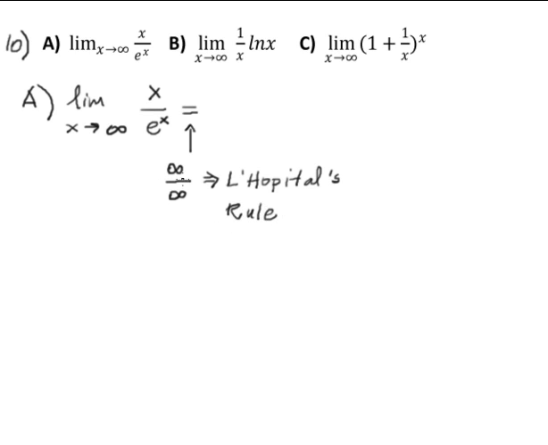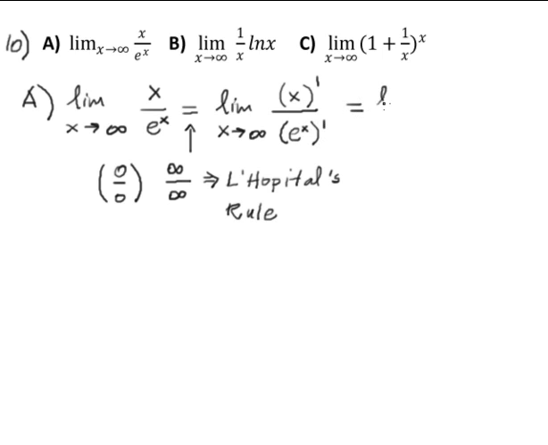Which says that if we have an indeterminate form, that is a limit of the form infinity over infinity or 0 over 0, either one, that's another indeterminate form, then this limit is equal to the limit of the derivative of the top divided by the derivative of the denominator. Okay, so that's L'Hopital's rule.